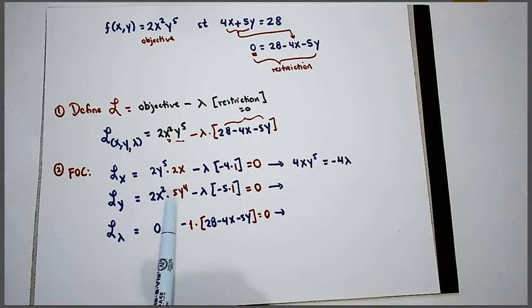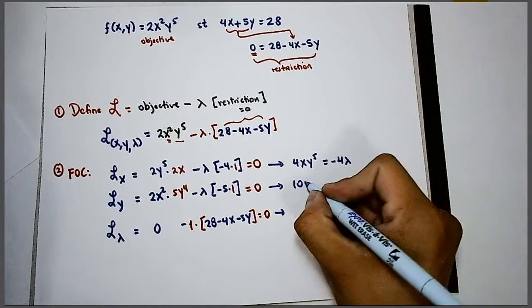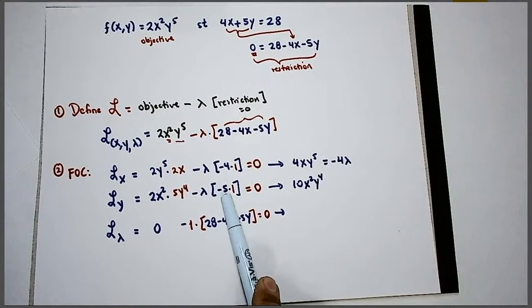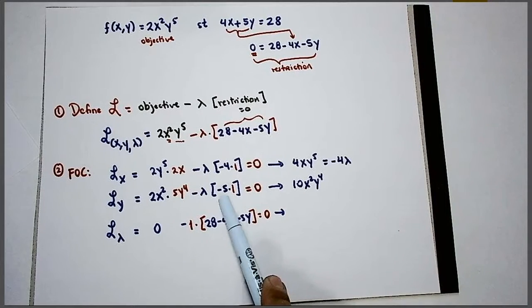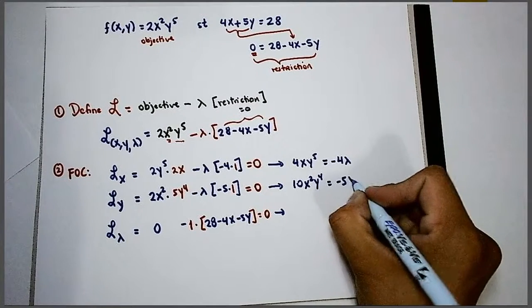Here we have 2 times 5 is 10 x squared y to the fourth. Again, minus 5 times 1 is minus 5 times minus lambda is plus 5 lambda. If we move it to the right hand side, this becomes minus 5 lambda.